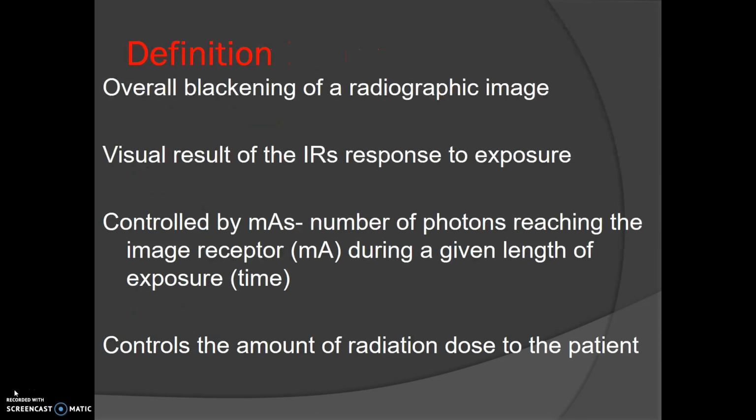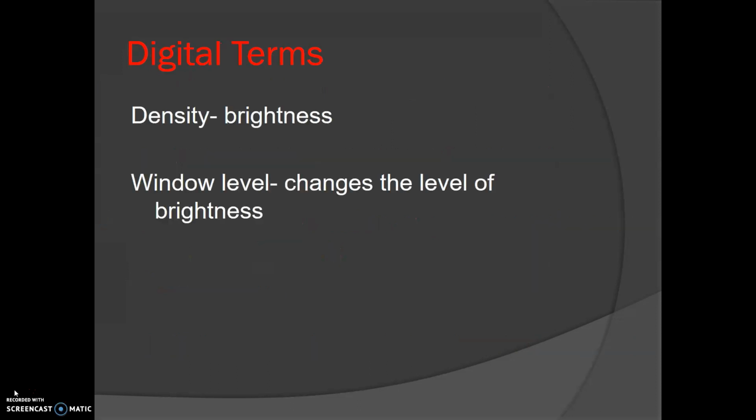Definition of density is the overall blackening of a radiographic image. This is a visual result of the image receptor's response to exposure. It is controlled by mass, which is the number of photons reaching the image receptor during a given length of time. This also controls the amount of radiation dose to the patient. The digital term for density is brightness, and brightness can be adjusted by the function window level.